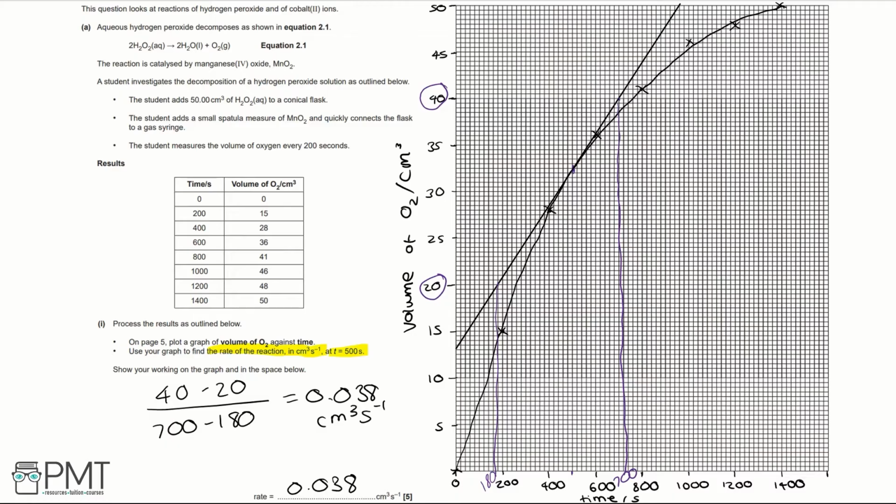To get the 5 marks for this question, you get a mark for correctly labelling the graph and having a sensible scale. You get a mark for plotting the points correctly, a mark for drawing a curve of best fit, a mark for plotting the correct tangent at t equals 500 seconds, and a mark for the correct calculation of the gradient of the tangent, 0.038 centimeters cubed per second.